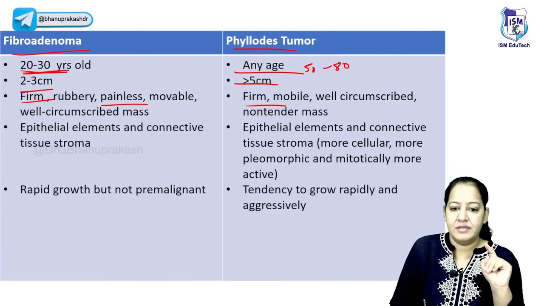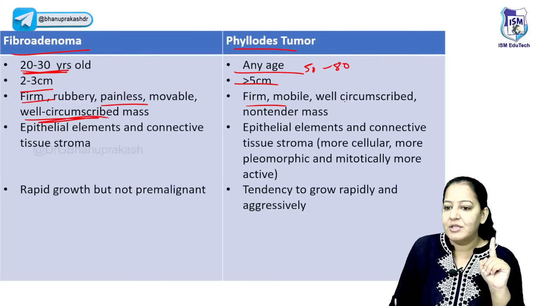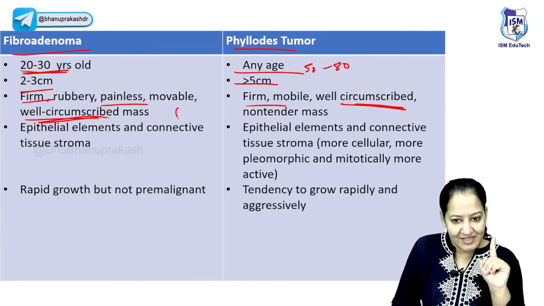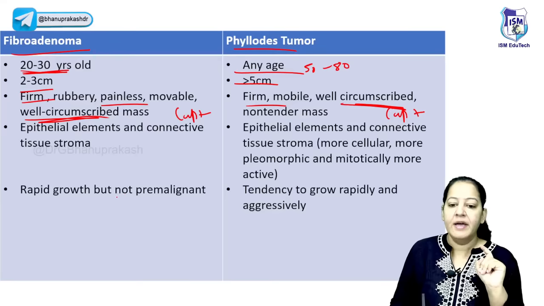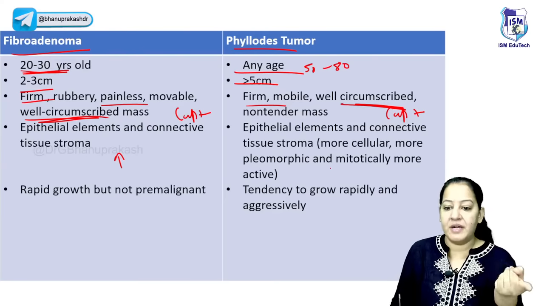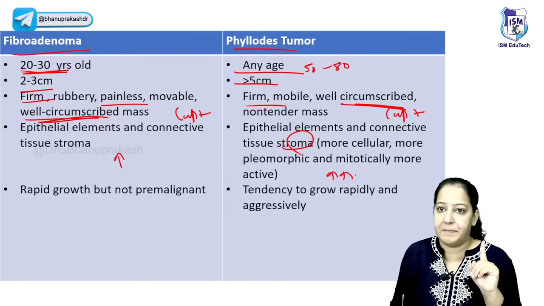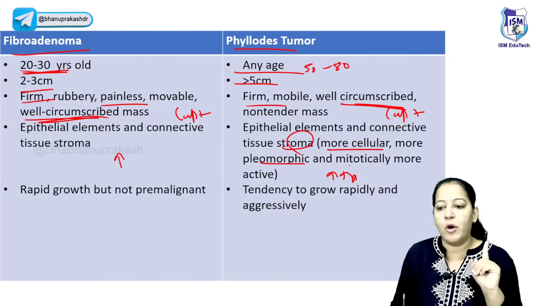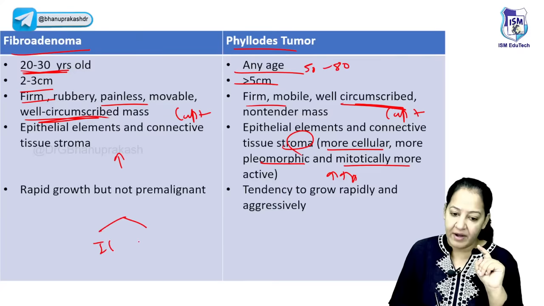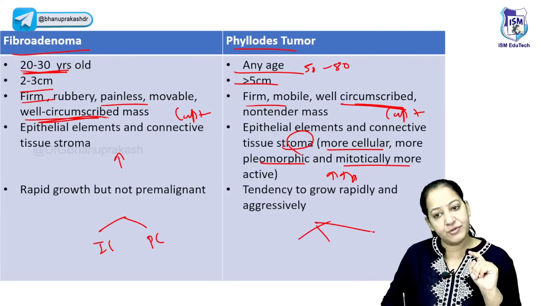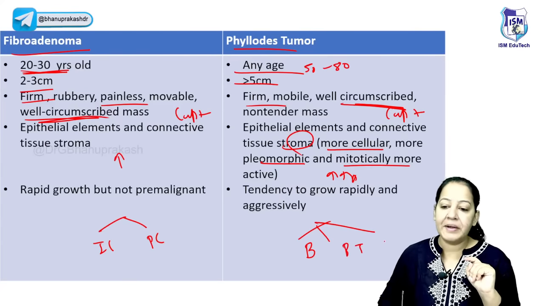Okay, and this one is more circumscribed. This one is less circumscribed. This one has a capsule present. This one has the capsule partially present. Here also there is stromal hyperplasia, but here the stromal hyperplasia is abundant. More cellular, more pleomorphic, more mitotic. Right. So here we have two types, intracanalicular and pericanalicular. Here we have three types: benign, borderline, malignant.